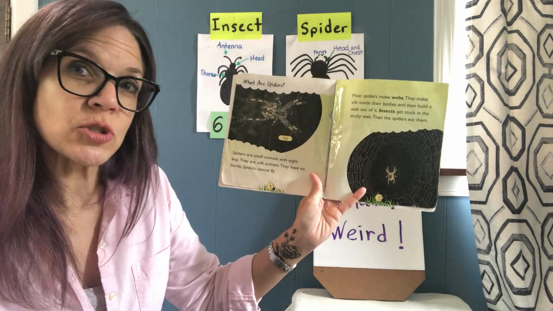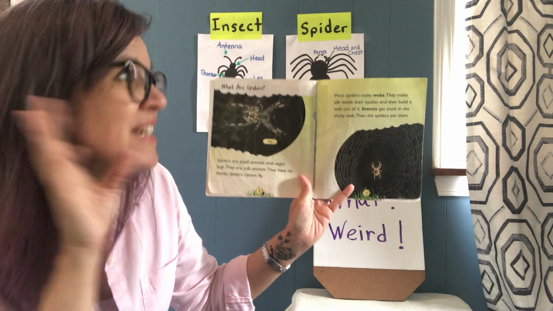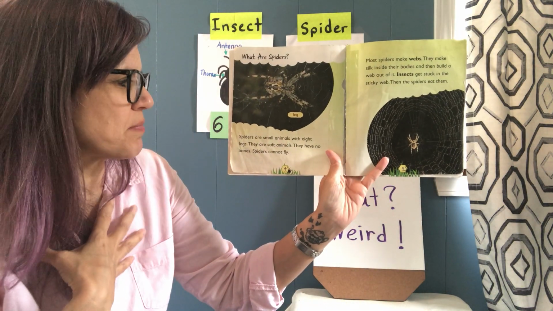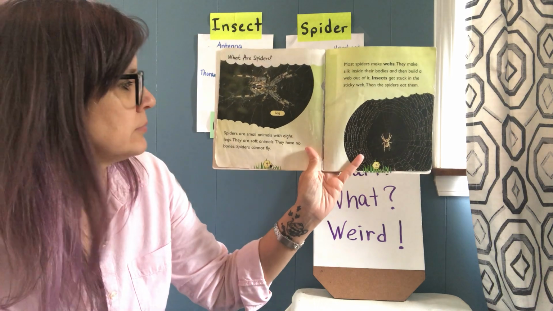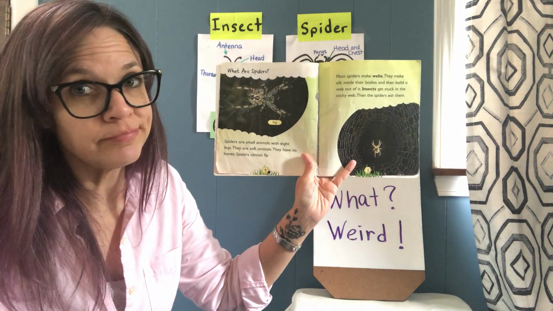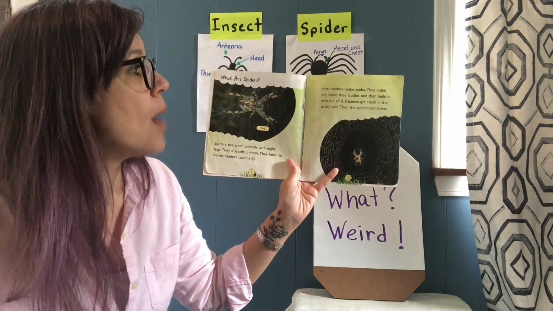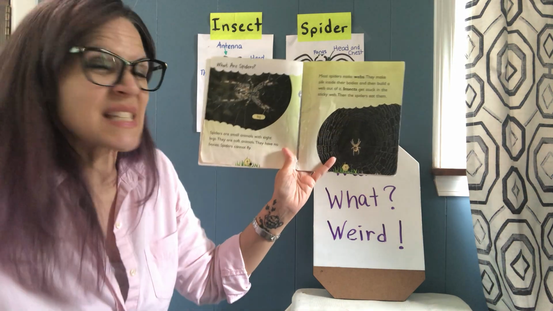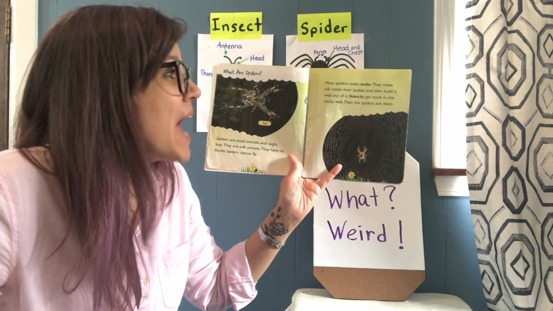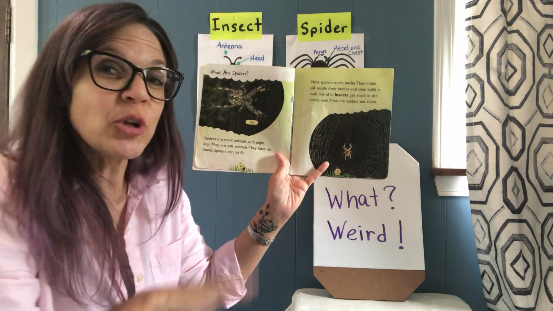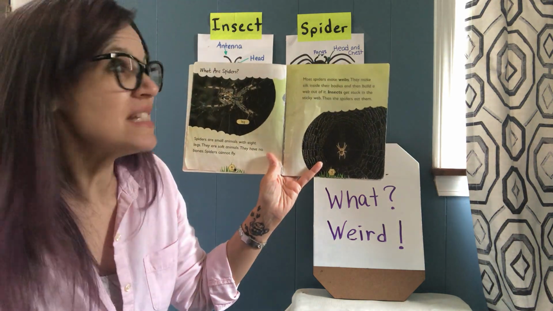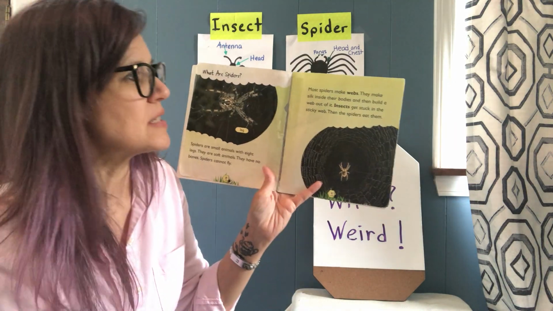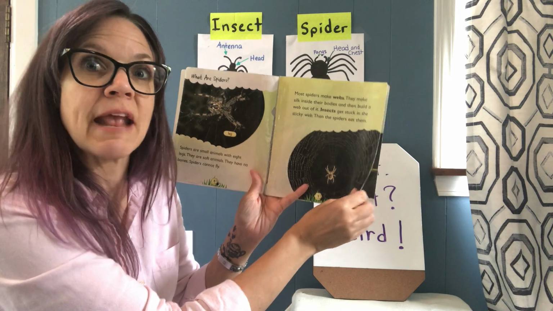Spiders are small animals with how many legs? 8 legs. And they have soft bodies. They don't have any bones. Spiders cannot fly. Poor things. Most spiders make webs. Not all of them. They make silk inside their bodies, and then they build a web out of it. Insects get stuck in those sticky webs, and then the spiders eat them.